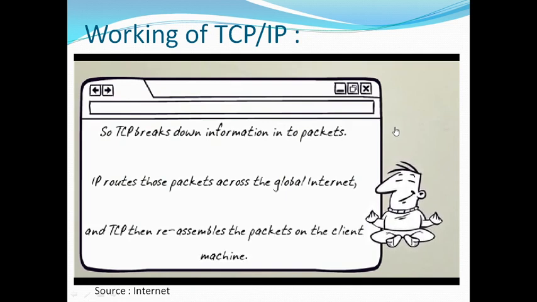So TCP breaks down information into packets. IP routes those packets across the global internet, and TCP then reassembles the packets onto the client machine.